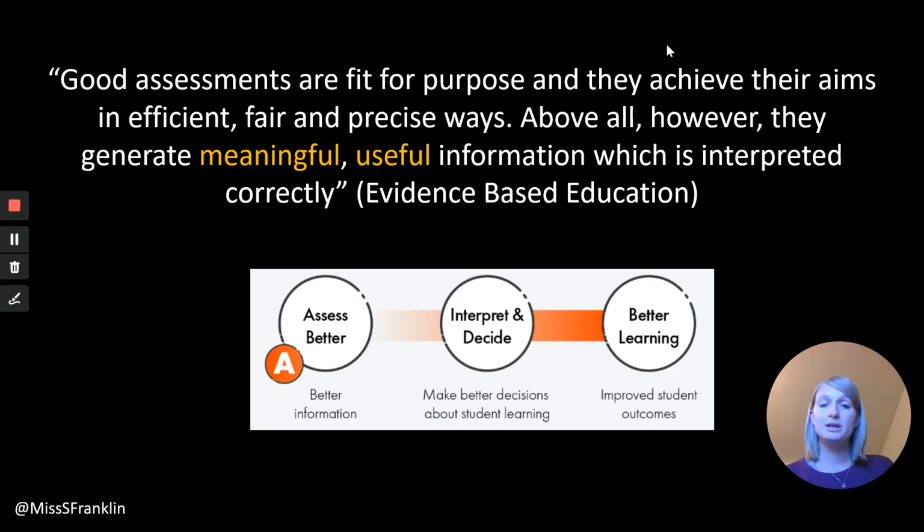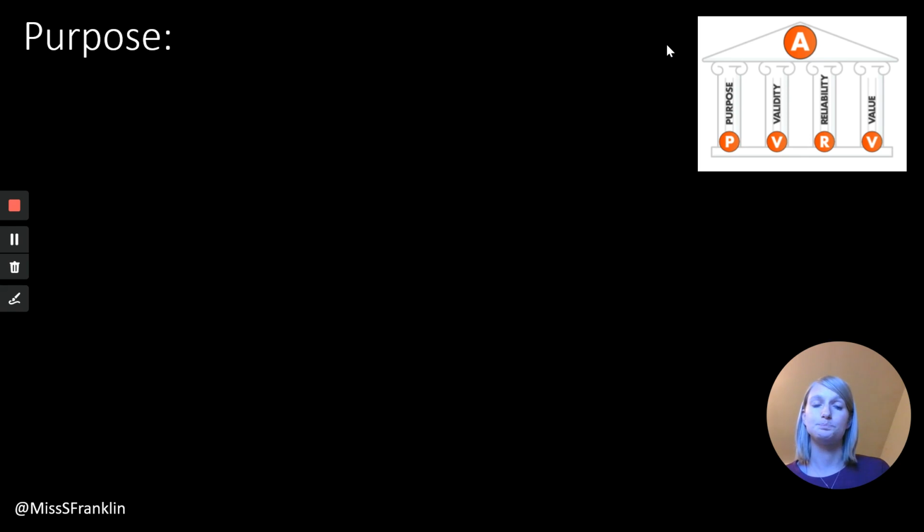So this quote is a really good place to start, and it talks about the fact that we want assessment to be fit for purpose so that it generates meaningful and useful data. And the idea is that we should be able to generate information which allows us to take actions which help to improve student outcomes overall. And that might be at classroom level, but I'm talking here more about whole school level identification of patterns and trends that we can then act upon.